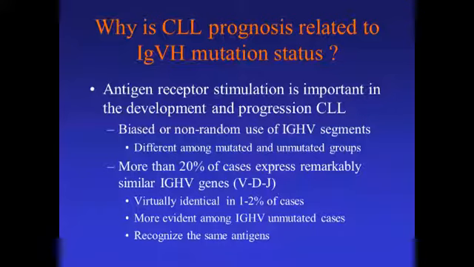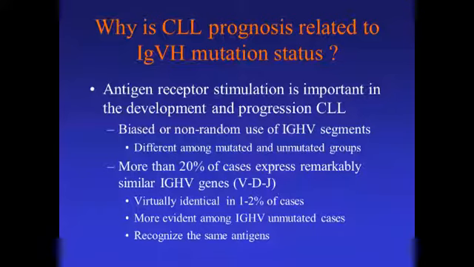So why is CLL prognosis related to immunoglobulin gene mutational status? That's because antigen receptor stimulation is important for the development and progression of CLL. My saying this is based on observations in numerous studies showing that CLL shows non-random use of variable gene segments. In other words, mutated CLL shows preferential use of some variable gene segments, and the unmutated group shows preferential use of a different set of immunoglobulin gene segments.